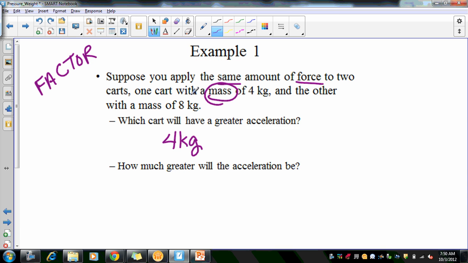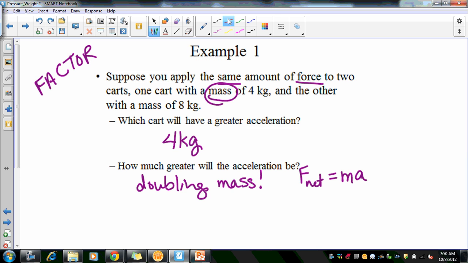Now the second part is asking how much greater will the acceleration be? Well, 4 to 8 means that we're doubling the mass, because 4 times 2 gives you 8. And so if we look at our equation, F net equals ma, if the mass is doubling, how we do these factor type problems is, you might want to write this down. Step 1 is to mark out any variable that doesn't change.